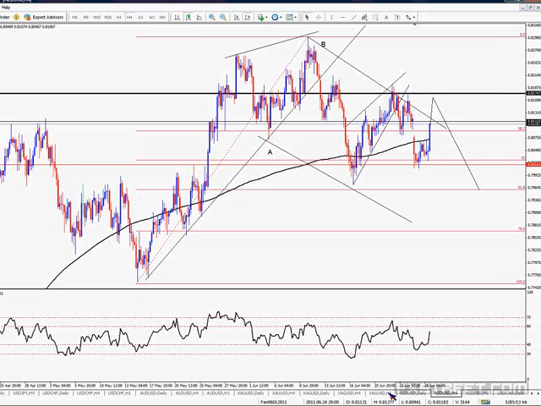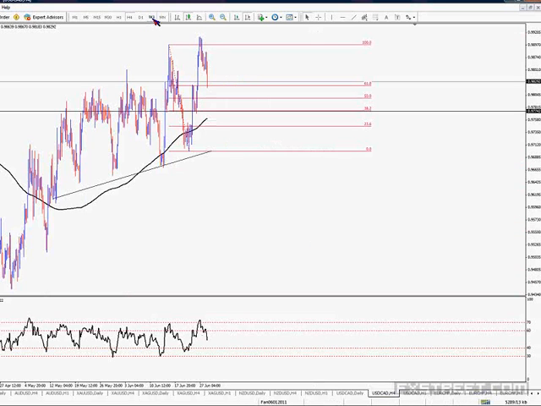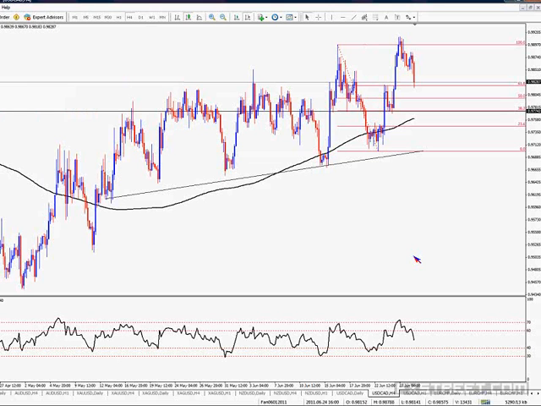Moving on to the dollar loonie. Let's see, 4-hour chart. Last time we talked about this, we were looking for a very choppy dollar loonie towards parity, and it's still very choppy, but it still hasn't reached parity.